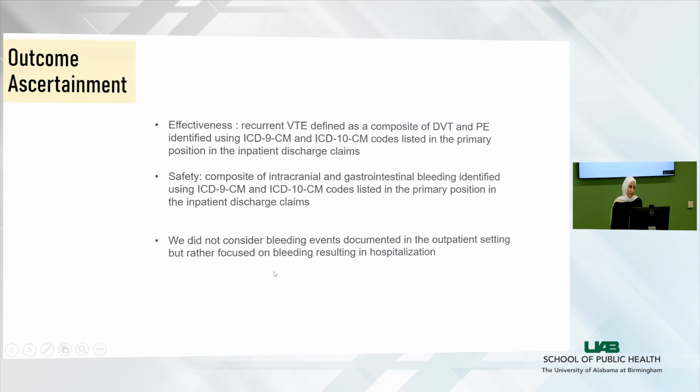So for outcome ascertainment, the primary effectiveness outcome was recurrent VTE event. And this was defined as a composite of deep vein thrombosis and pulmonary embolism. In most claims data, we used validated ICD-9 and ICD-10 codes, and we restricted the definition to those listed in the primary or first listed position.